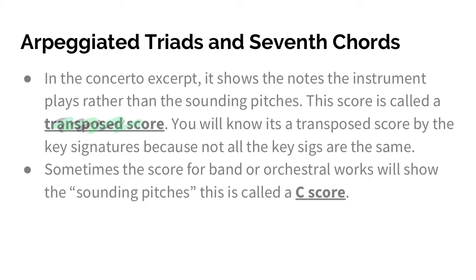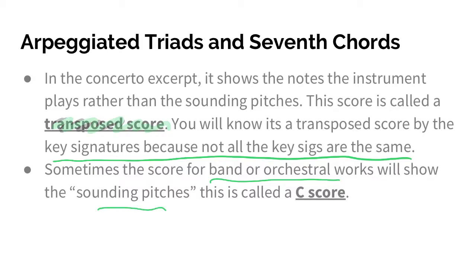Transposed score. And you'll know the transposed score by the key signatures, because not all the key signatures are the same. Okay, sometimes if you look at a band or orchestra score, it'll show the sounding pitches, and you call that a C score. But a lot of times you see the transposed score, because they try to list everything the way you would see it.